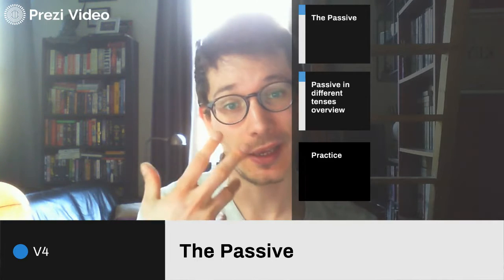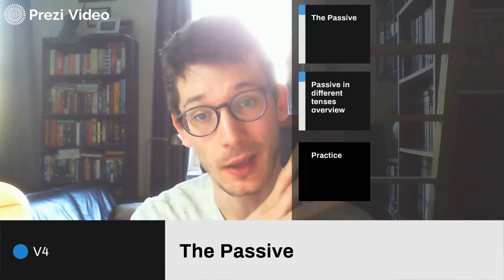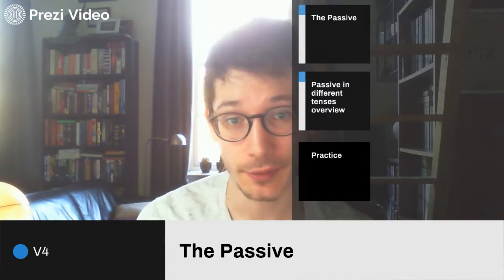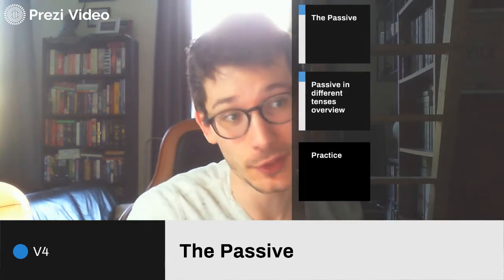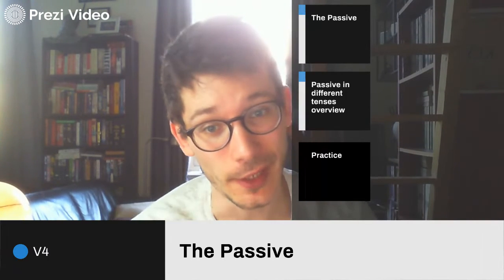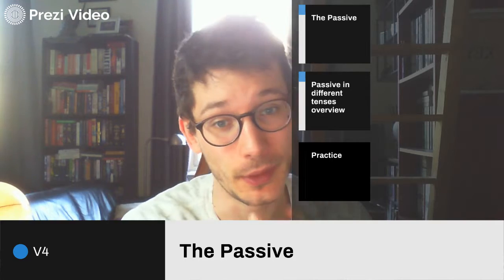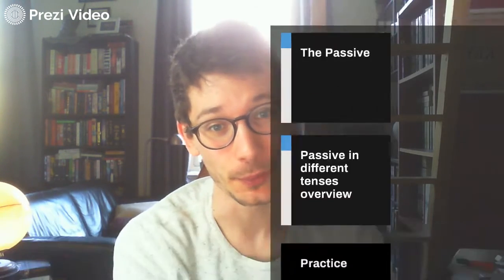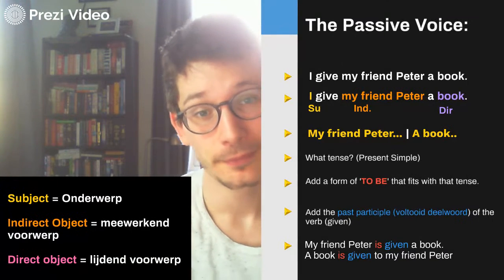Okay, in this video, I'm going to show you what the steps are to make a sentence passive. After that, I'm going to show you what the passive looks like in all kinds of different tenses. And after that, finally, you'll do some practice yourself to see if you understand all that. Okay? Now, here's the first slide. It might look like a lot, but if you listen to me and go through it step by step, it's really not that difficult.